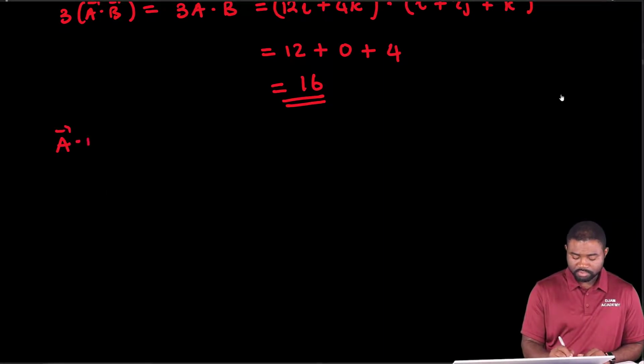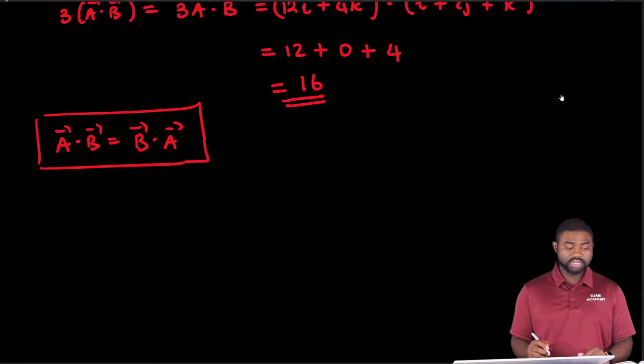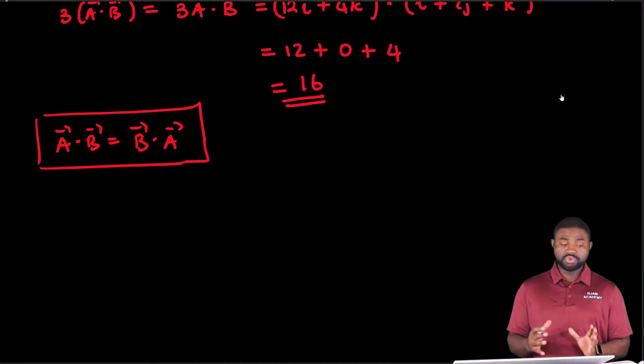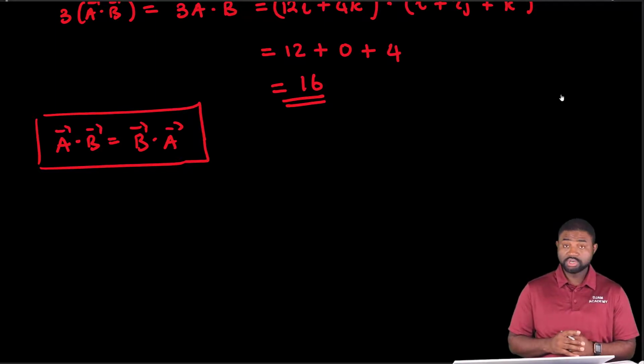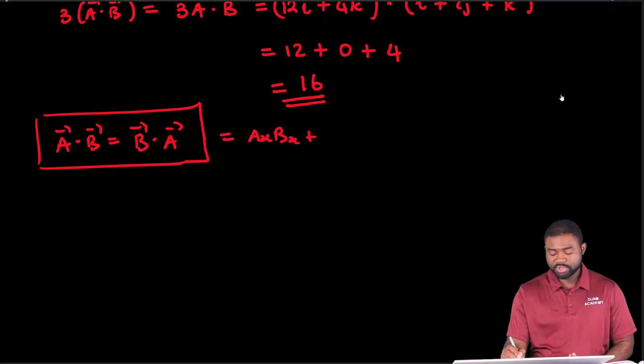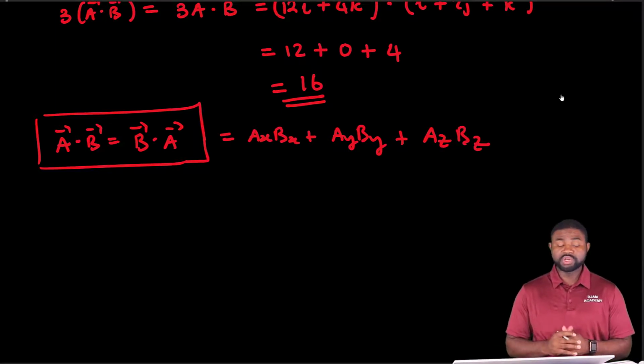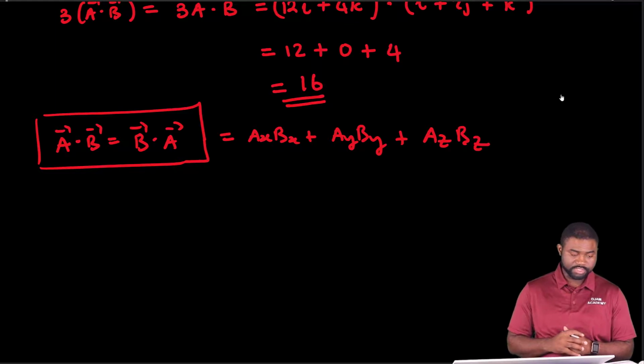Another property of vectors will be A dot B is equal to B dot A. The order does not really matter. We say that vector dot product is commutative. It really does not matter. And all of this is just going to be equal to AX BX plus AY BY plus AZ BZ, just like the formula to calculate the dot product of two vectors.